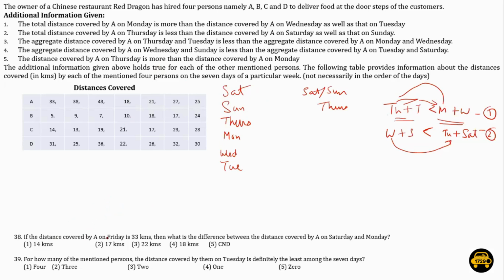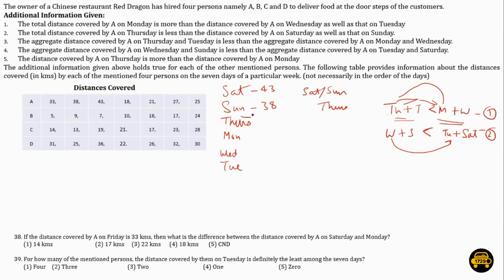If the total distance covered by A on Friday is 33 kilometers, then what is the difference between distance covered by A on Saturday and Monday? Okay, so let's read the order. Maximum distance covered by A is 43, so this has to be Saturday. Then we have 38, this is Sunday. Then we have 33, which is given Friday.